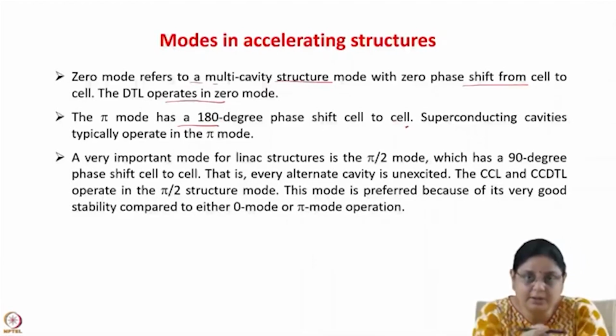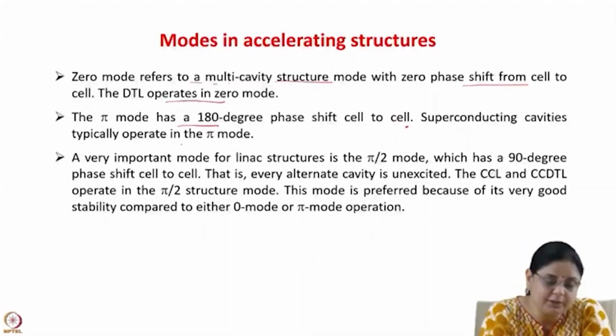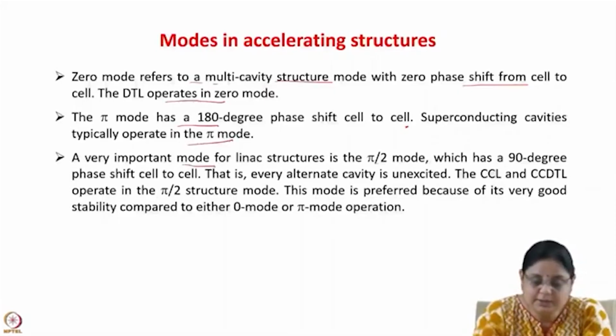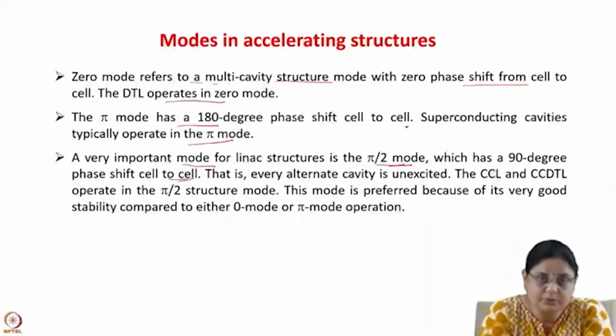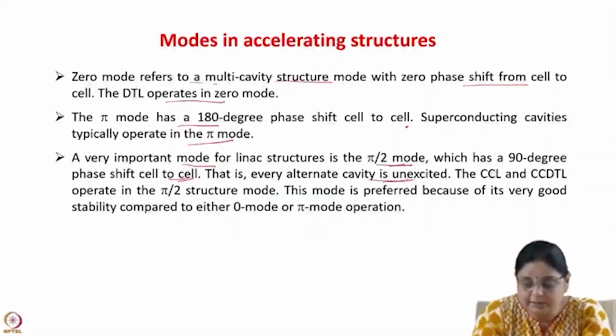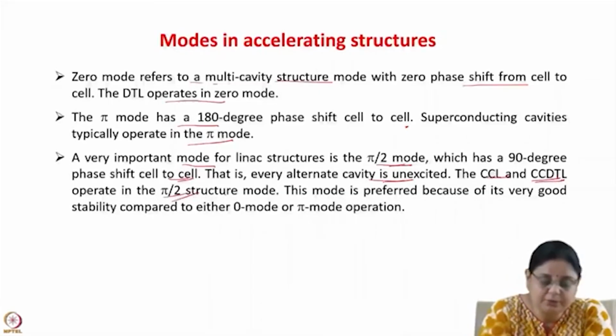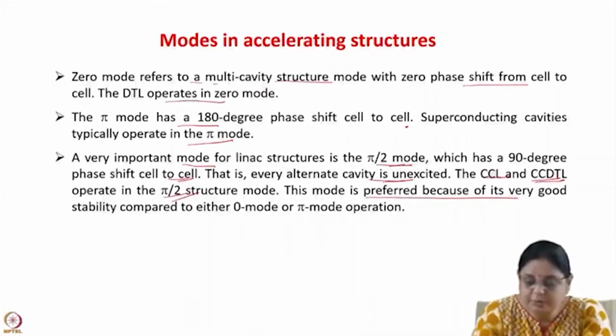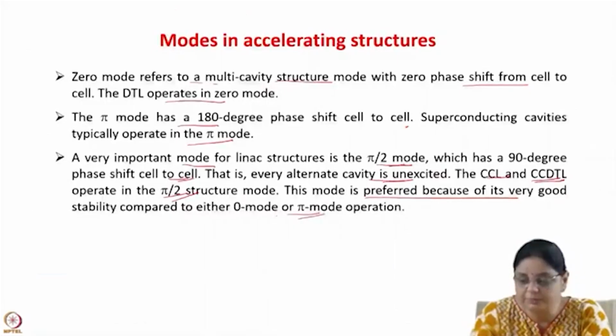Superconducting cavities, we saw that the 5-cell elliptical cavity, or you could have a 9-cell elliptical cavity, typically operate in the pi mode. A very important mode for linac structures is the pi by 2 mode, which has a 90-degree phase shift cell to cell. So that is, every alternate cavity is unexcited. So the CCL, the coupled cavity linac, and the coupled cavity drift tube linac operate in the pi by 2 structure mode. This is preferred because of its good stability compared to either the 0 or pi mode operation.